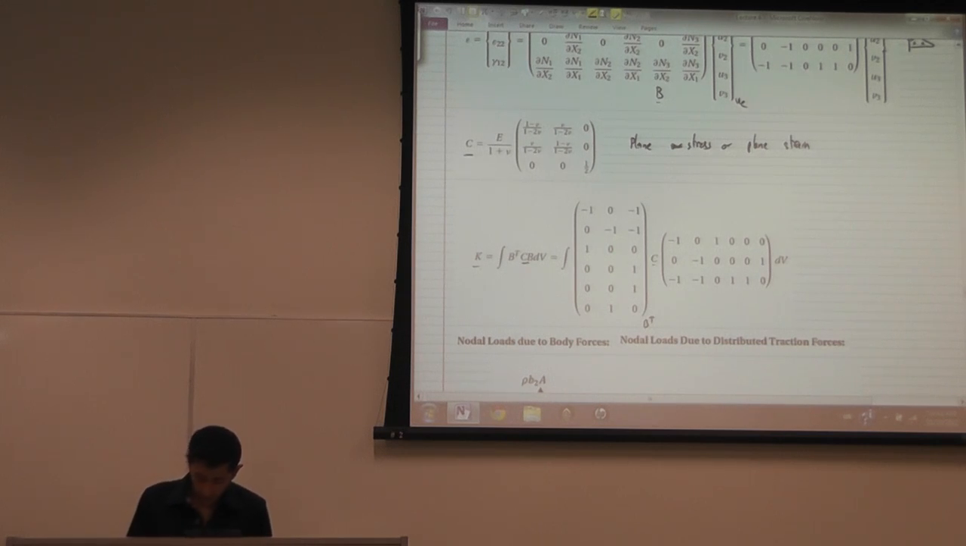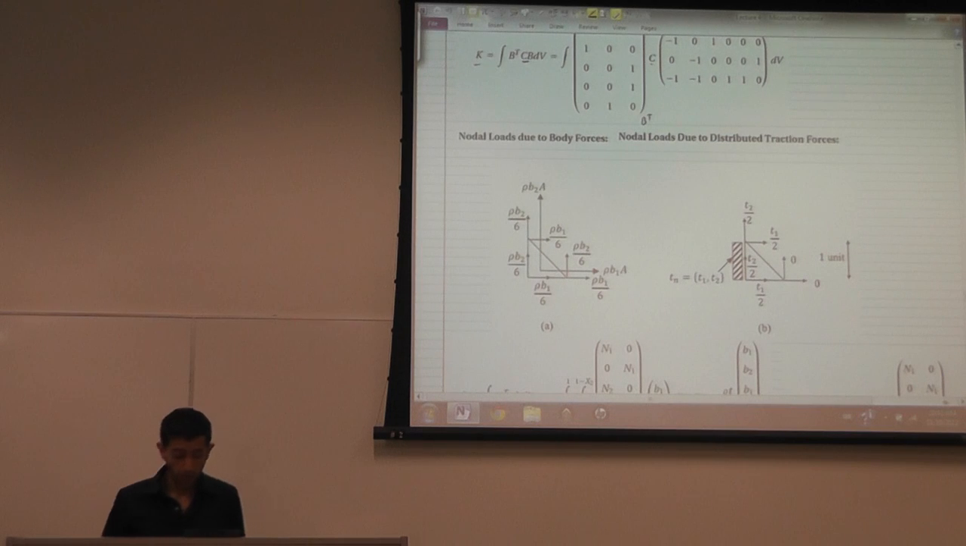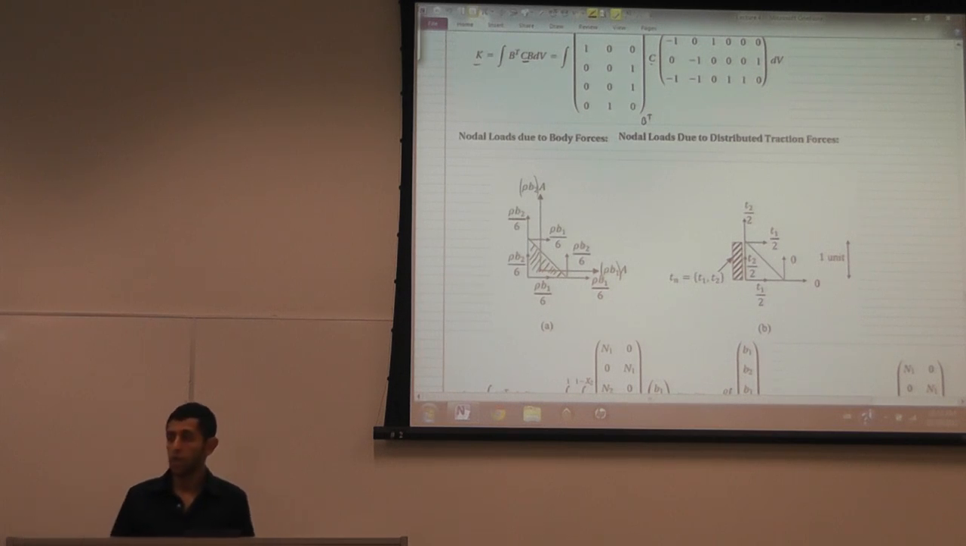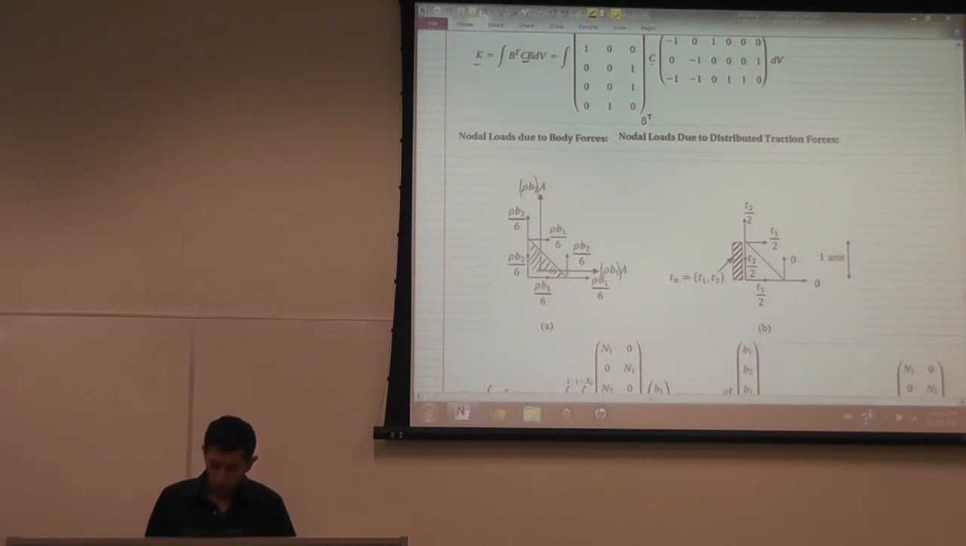Now, if this element within the domain has a distributed body force, this distributed body force has a horizontal component of rho b1 and a vertical component of rho b2, and the resultants are rho b1 multiplied by a and rho b2 multiplied by a. Because I've now made that element a function of only 6 degrees of freedom, I need to take this distributed load and find 6 equivalent forces. A horizontal force at this node, a vertical force at this node. So at each node I need two forces, a horizontal and a vertical.